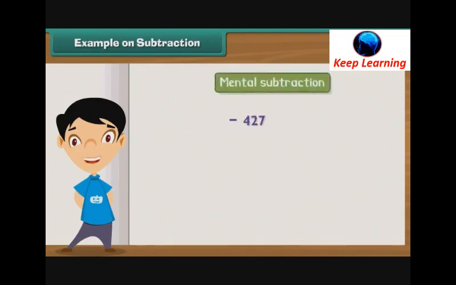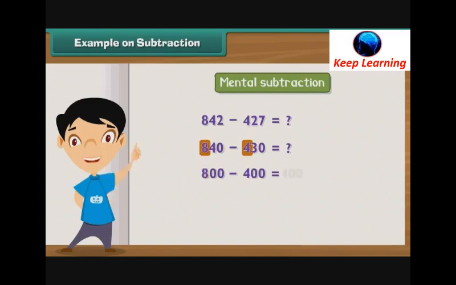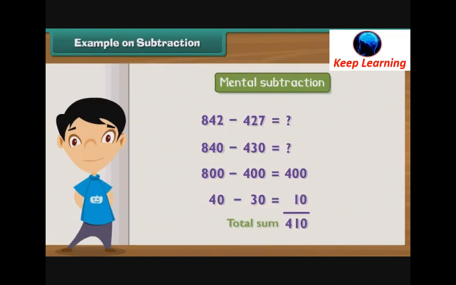Subtract 427 from 842. To simplify subtraction, let us convert 427 to 430 and 842 to 840. To subtract 430 from 840, first, subtract 400 from 800 to get 400. Then subtract 30 from 40 to get 10. Therefore, the difference between 840 and 430 is 410.